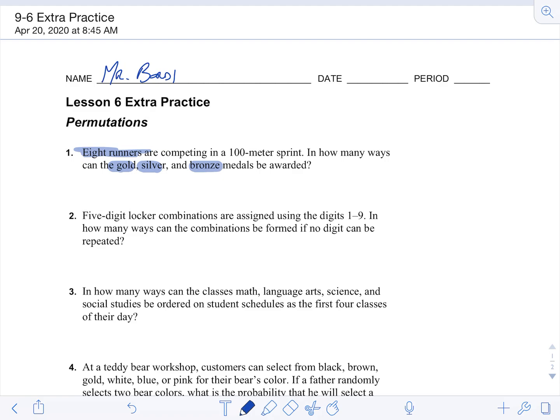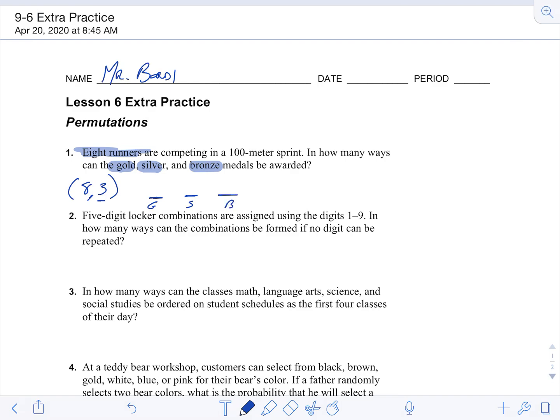That would be 3. So we would write this with parentheses: we have 8 people running in a race, and we want to know in how many ways can 3 of them get medals. Obviously, the same person cannot win the gold and the silver medal. To set this up, I put the second number, this 3, as how many dashes I would write. I have 3 places: gold, silver, and bronze.